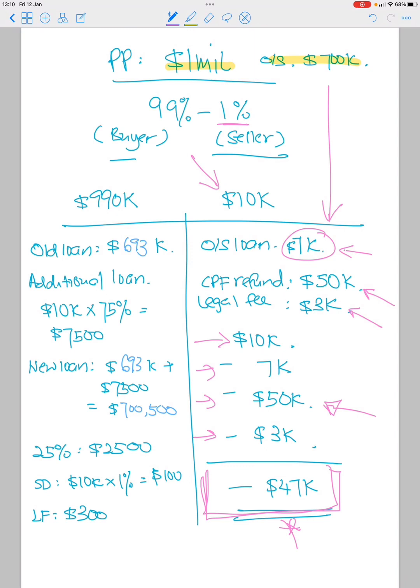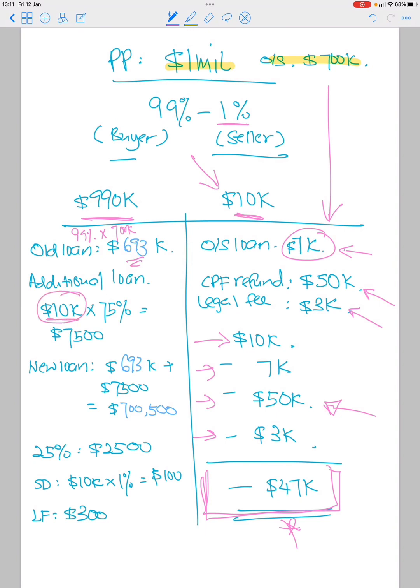Buyer side. If the seller has 10K worth of value, that means the buyer has 990K, the balance value. So we see what is the current outstanding loan of the buyer right now. We take 99% times the outstanding loan, you get 693K. This is the outstanding loan for the buyer currently. If this buyer wants to buy over the share with a loan, they can do so. The share of the seller is 10K.